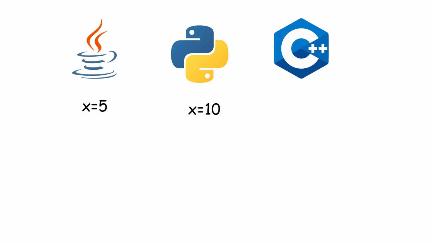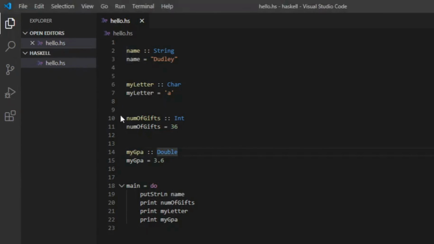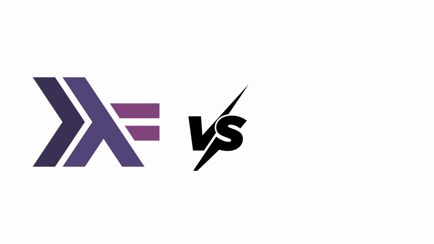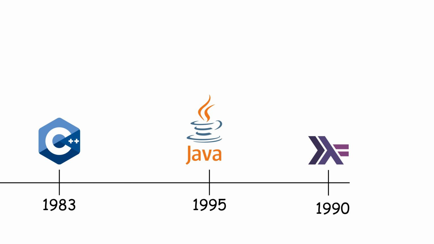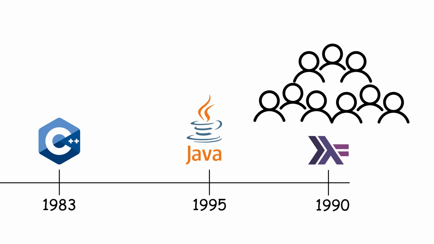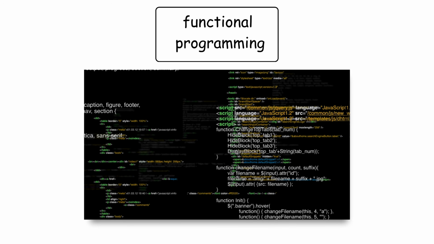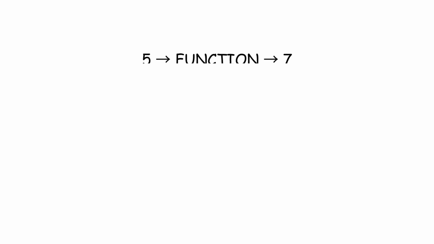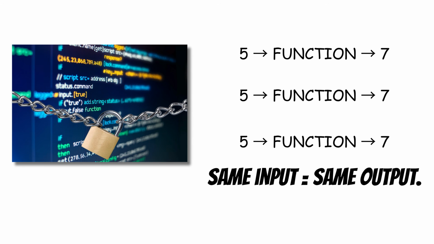Haskell. Most languages let you change things as your program runs. Haskell mostly doesn't. Once something is set, it stays that way, and that one rule makes it very different from most other languages. It came out in 1990. No single person built it. A group of researchers created it to standardize functional programming, a style where code works more like math, using functions that always give the same result instead of quietly changing things in the background.